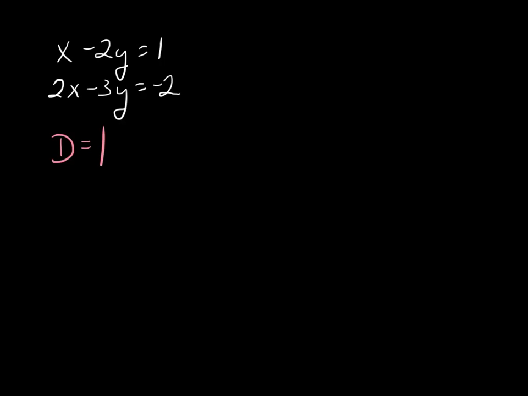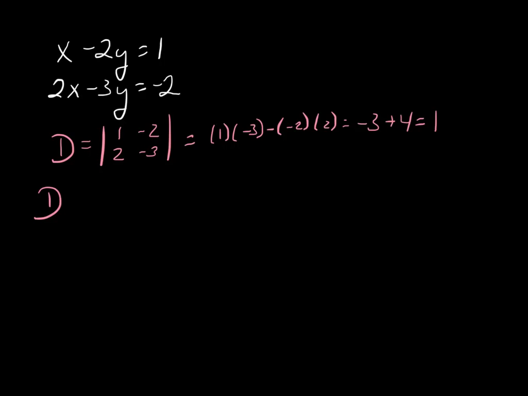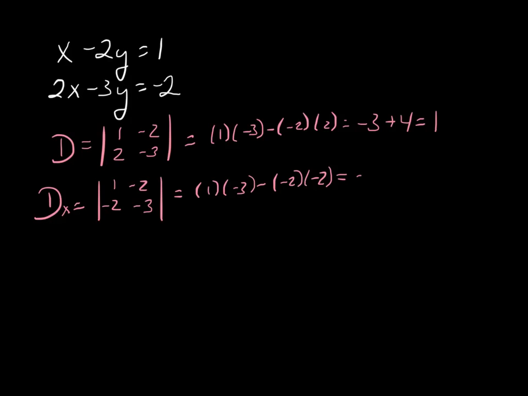First we find d, which is just 1, 2, negative 2, negative 3. So we get negative 3 plus 4, which is 1. dx, we leave the y's where they are, negative 2, negative 3, but we put the constants 1 and negative 2 where the x's were. So that's negative 3 minus 4, which is negative 7.